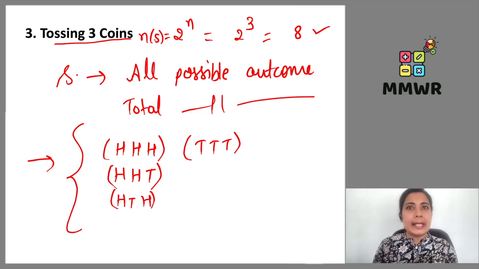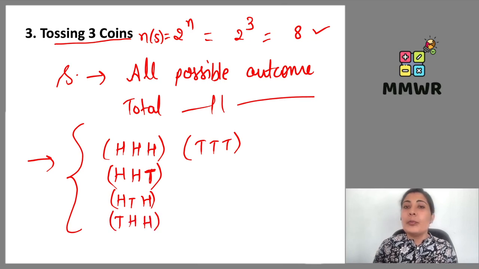So head tail head. First of all we kept this tail at the end, we shifted the tail to the last coin. Now we kept this tail at the middle coin. Now this time we will be keeping this tail at the first position and considering last two coins, second and third coin is showing up the head face.